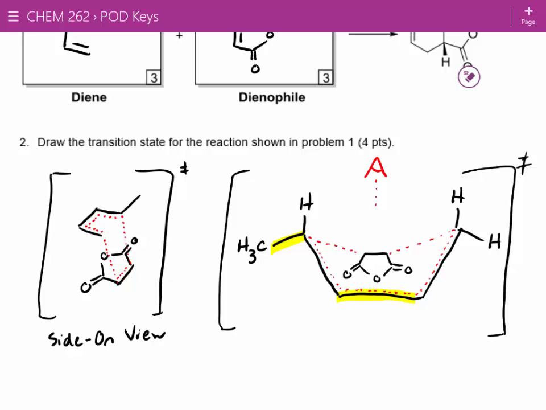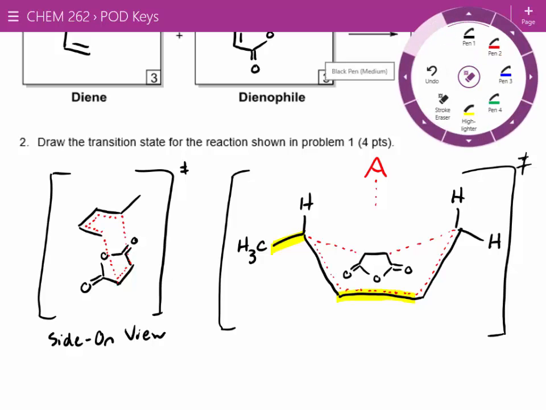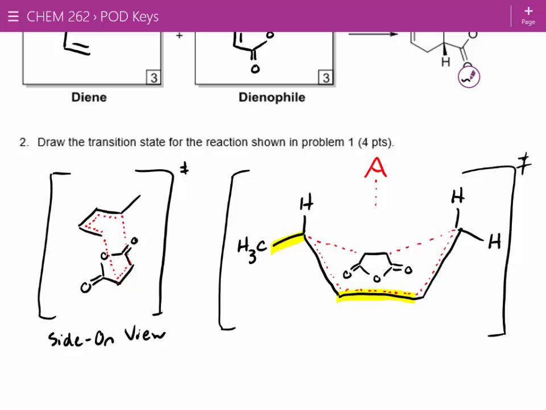So I would recommend trying to go through as many of these problems as possible on Sapling.